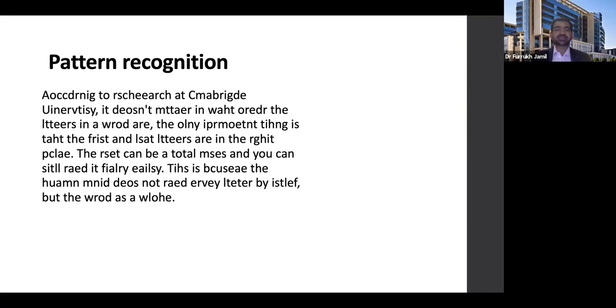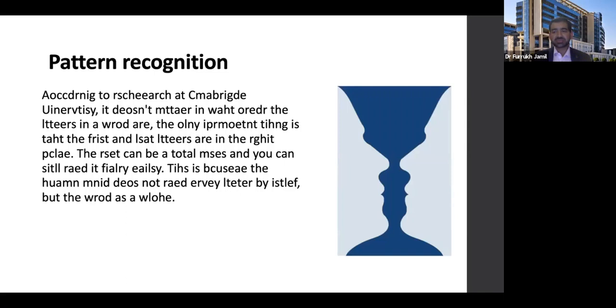So what our brain does is look at the first letter and the last letter, and then it recognizes the pattern. Our brain recognizes the pattern and we pick up the word. So that's the second concept, which is pattern recognition. Same as this picture. Some will see different things and some will see different things. I leave it up to you.